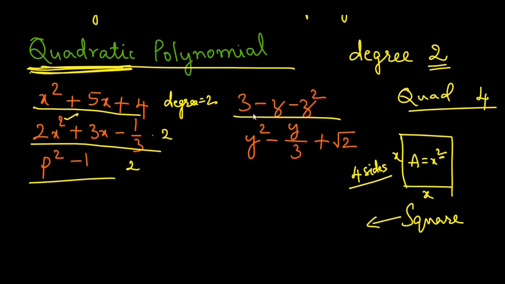Here 3 minus z square. The degree of this polynomial is 2, so it is called a quadratic polynomial. Here y square minus y by 3 plus root 2. The degree of this polynomial is 2. So this is a quadratic polynomial.